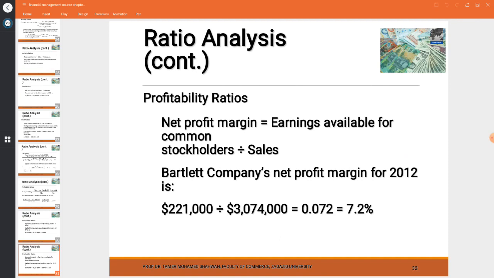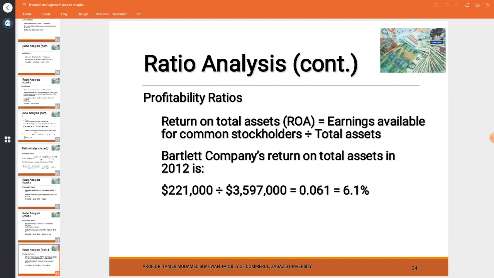Also, you could determine net profit margin. Net profit margin is equal to net income, or sometimes we refer to it as earnings available for common stockholders, divided by sales. By dividing net income by the sales of the firm, you could determine our net profit margin. In this case, it is 7.2%.